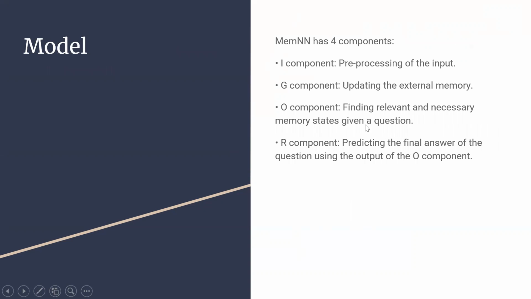From the third and sixth sentence, we can infer that the football is in the garden. Now let's start with the model. A memory network has four components. The I component consists of pre-processing of the input. The G component is used for updating the internal memory. The O component finds relevant and necessary memory states given a question. And the R component is used for predicting the final answer to the question using the output of the O component.